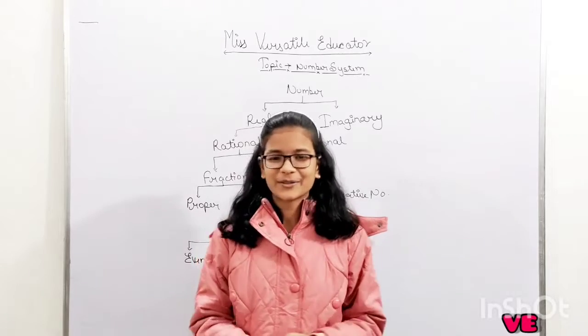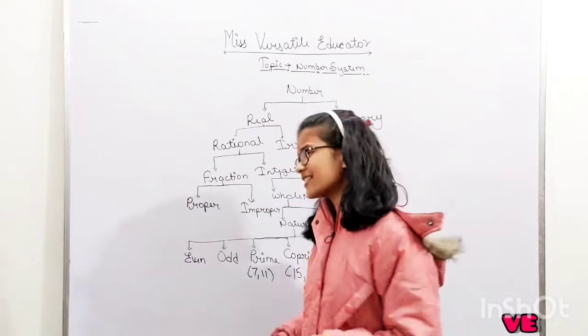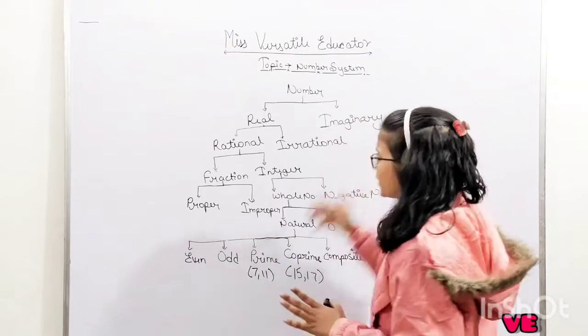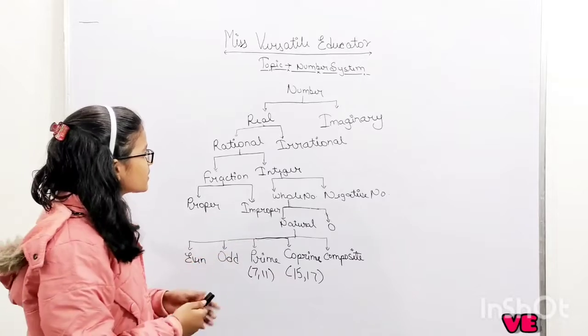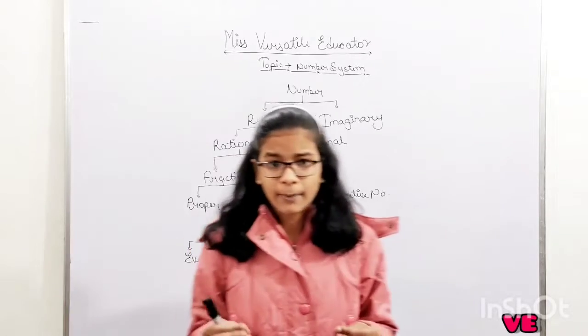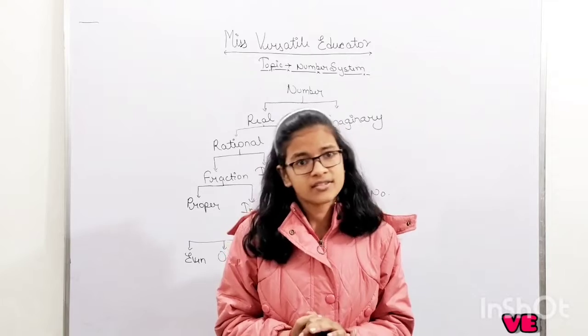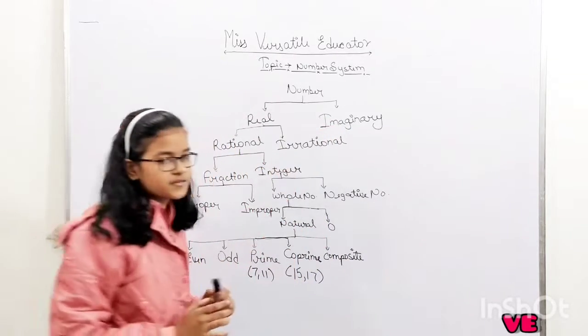So how are you? Today we will be learning the topic number system. Let's get started. Firstly, there is a number. Numbers are divided into two parts, real numbers and imaginary numbers. Real numbers are what we get when we combine both rational and irrational numbers. Then there are rational and irrational numbers.